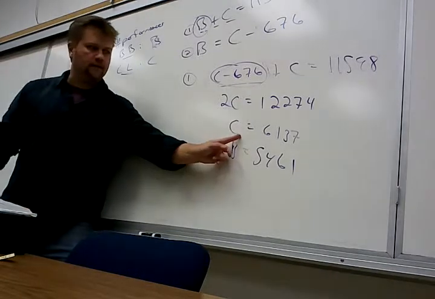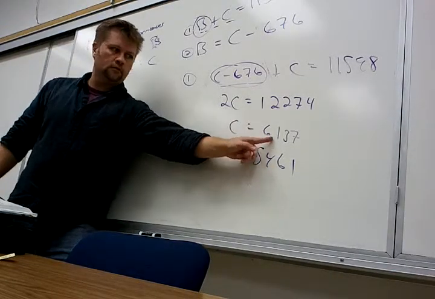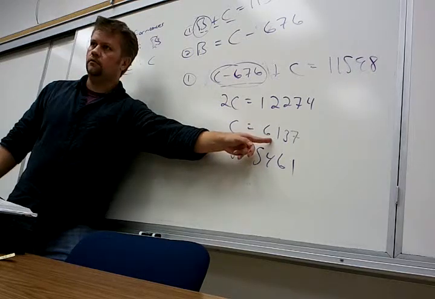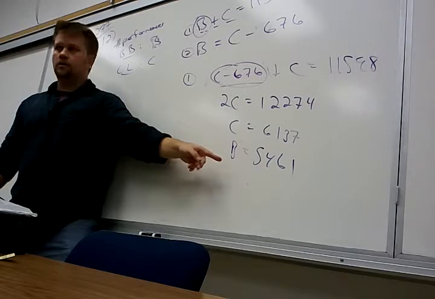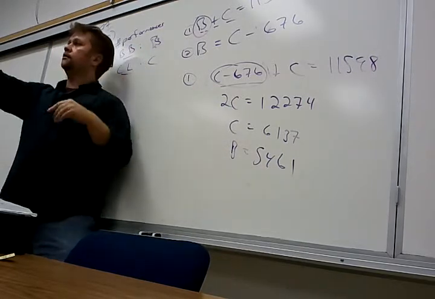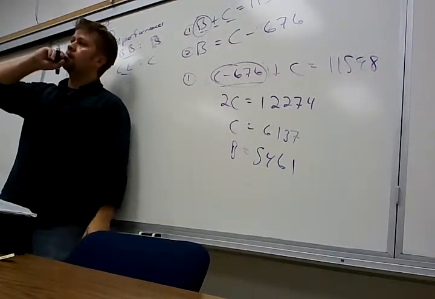So what exactly does this mean? That there were 6,137 showings, performances of Chorus Line, and 5,461 of Beauty and the Beast. I love it. I got the same answer, but I did it differently.